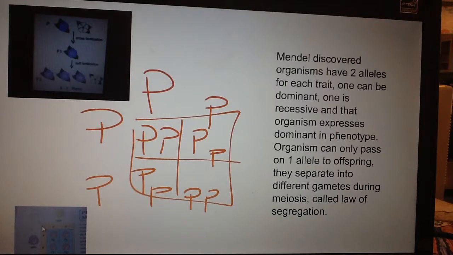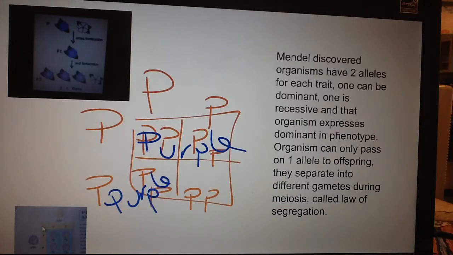Now, when we look at this and we say, what does this look like? These top ones are going to look purple. This one is going to look purple. And this last recessive one is going to be white, in a ratio of 3 purple to 1 white. And this is exactly what happened for Mendel every single time he did his experiment over the 2 generations.